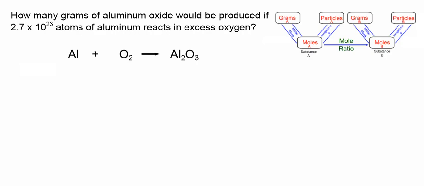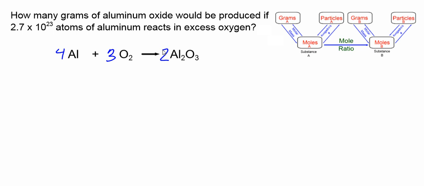Our first problem. How many grams of aluminum oxide would be produced if 2.7 times 10 to the 23rd atoms of aluminum reacts in excess oxygen? Okay, before we start to do any calculations, there are 2 things that I urge you to do. The first is to always check the chemical equation and to see if it is balanced. So in this case, the aluminum and oxygen are not balanced. So I see my oxygens need to be a total of 6. And that results in having 4 aluminums.